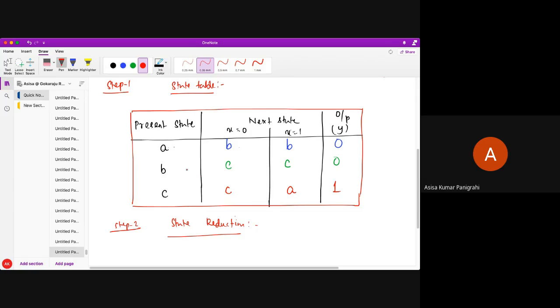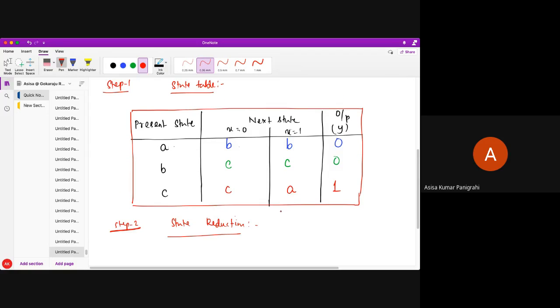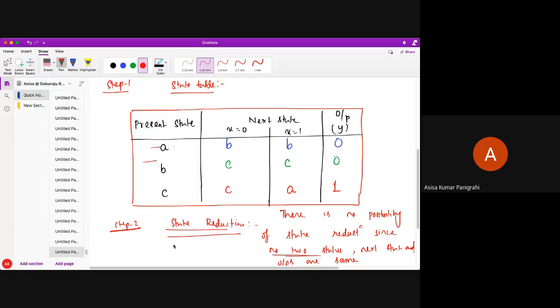You can see there is no possibility of state reduction. Why? For this present state A and this next state B, B, C, C, A, C, A. Is there any repeatability of next state and output for any of these states? No. So there is no possibility of state reduction. In the next question, you will see how we can do the state reduction. Don't worry. Why no reduction? Since no two states have the same next state and output. There are 3 states, A, B, C, and no two states have similar outputs and next states. That's why no state reduction is possible here.